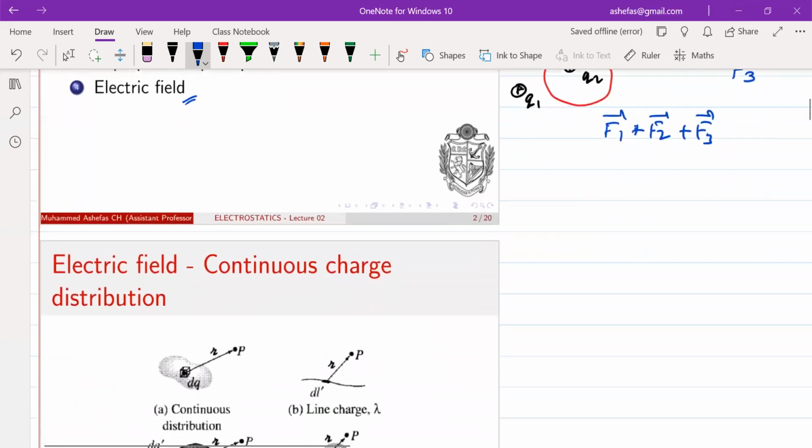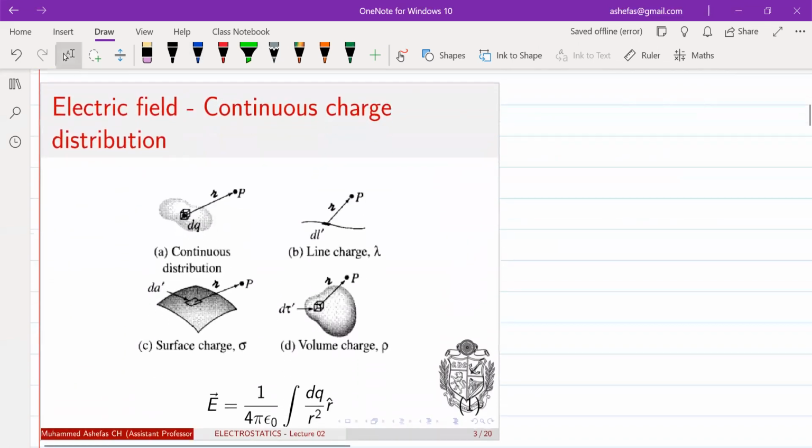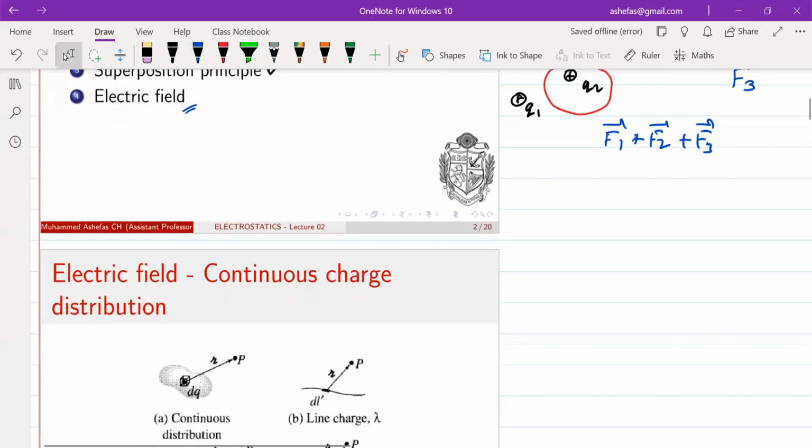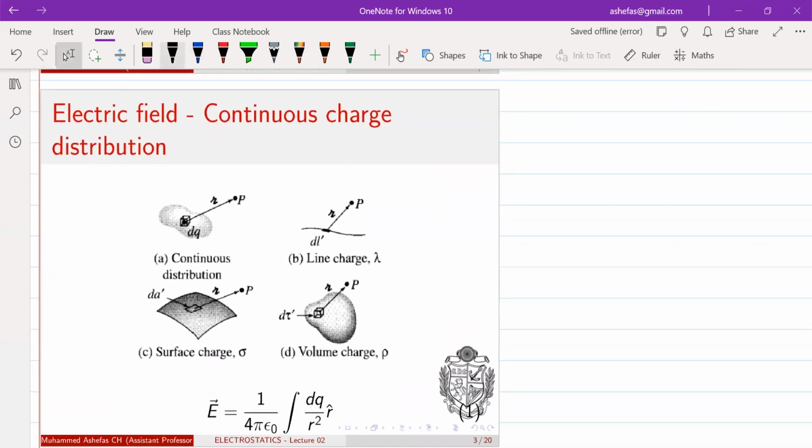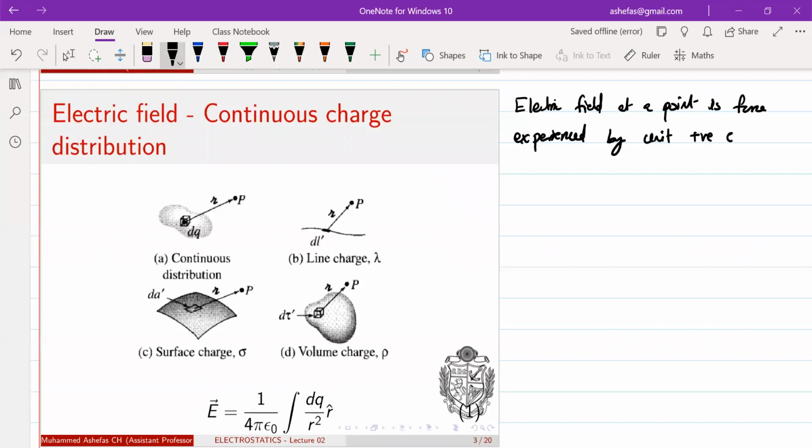Now today we are going to introduce how to calculate the electric field of a continuous charge distribution. We can just recall the electric field of a point charge that we have already stated. The electric field at a point is the force experienced by unit positive charge placed at that point.